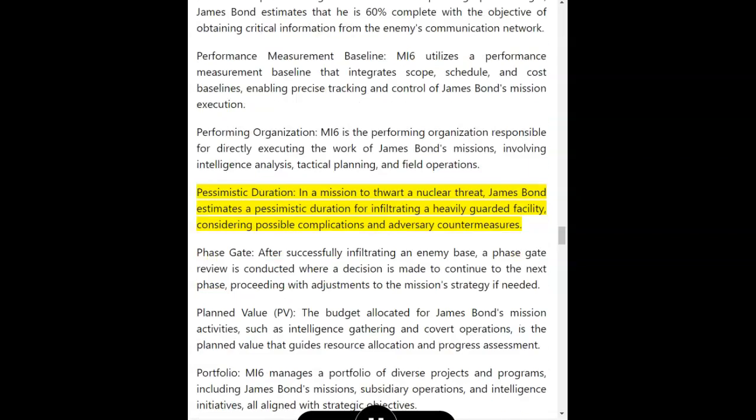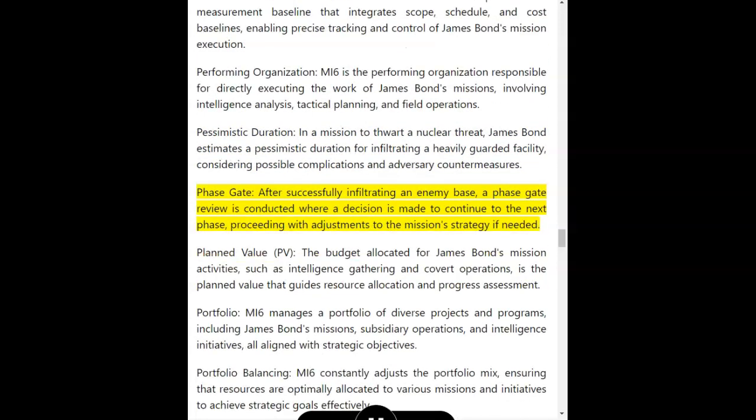Pessimistic duration. In a mission to thwart a nuclear threat, James Bond estimates a pessimistic duration for infiltrating a heavily guarded facility, considering possible complications and adversary countermeasures. Phase gate. After successfully infiltrating an enemy base, a phase gate review is conducted where a decision is made to continue to the next phase, proceeding with adjustments to the mission strategy if needed.